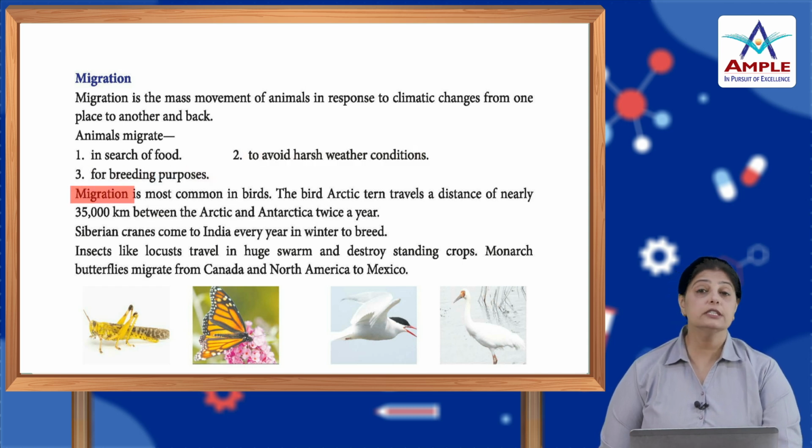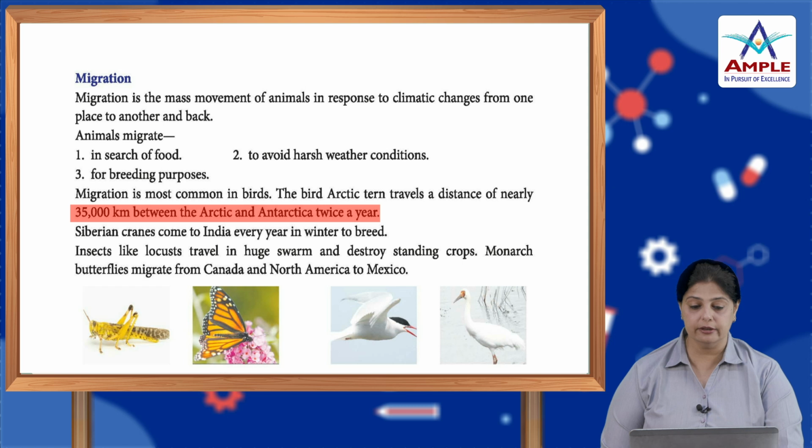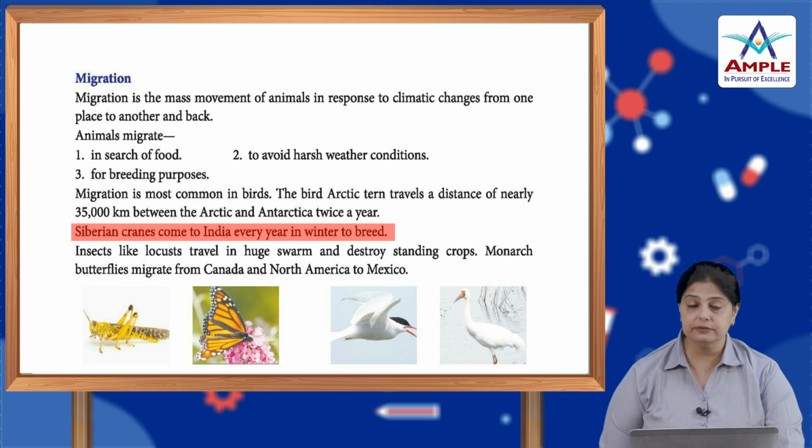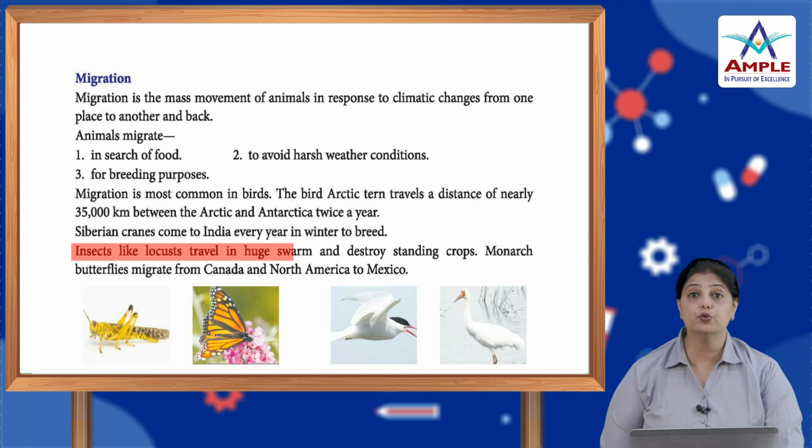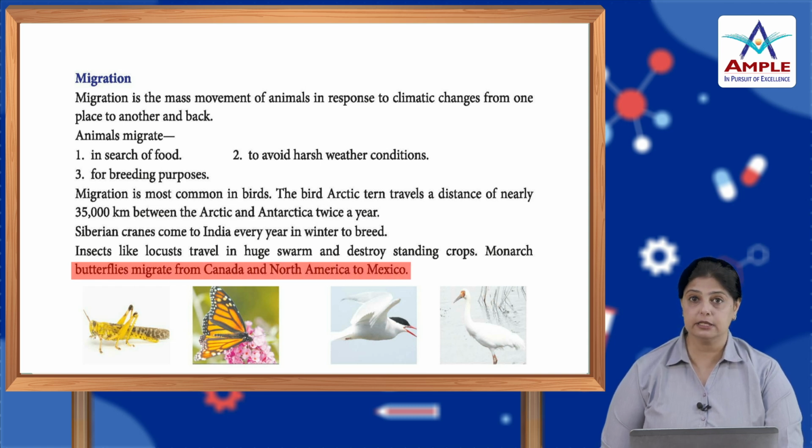Now, migration is most common in birds. The bird Arctic tern travels a distance of nearly 35,000 kilometers between the Arctic and Antarctica twice a year. Siberian cranes come to India every year in winter to breed. Insects like locusts travel in huge swarms and destroy standing crops. Monarch butterflies migrate from Canada and North America to Mexico.